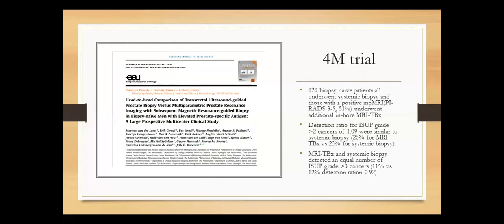And then we have the 4M trial, which included 626 biopsy naive patients, all of whom underwent systematic biopsy, and those with a positive multiparametric MRI with PI-RADS scores of 3 to 5. This study found that the MRI targeted biopsy and the systematic biopsy detected an equal number of ISUP grade 2 or higher cancers, with 11 and 12%, so the detection ratio was 0.92, which is not that significant.